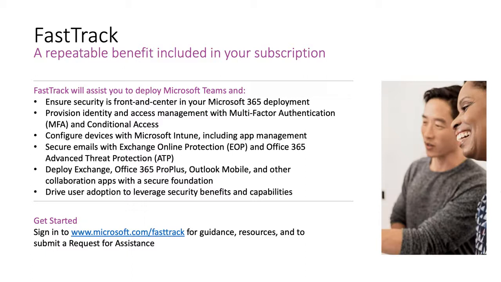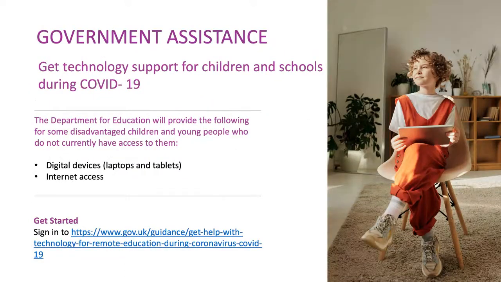And on top of that as well, it will also help you get things set up such as secure email or Exchange Online Advanced Threat Protection, which means that you're at less risk of things like phishing attempts for your staff or students, based on credential phishing and things like that. So in order to get started with that, I encourage you to go to microsoft.com/fasttrack for guidance and resources and submission for assistance.